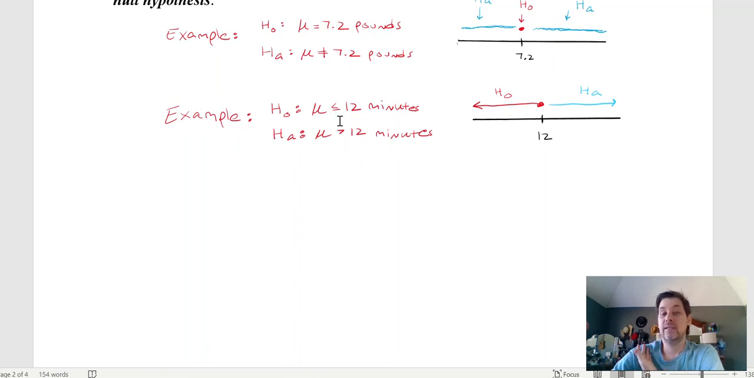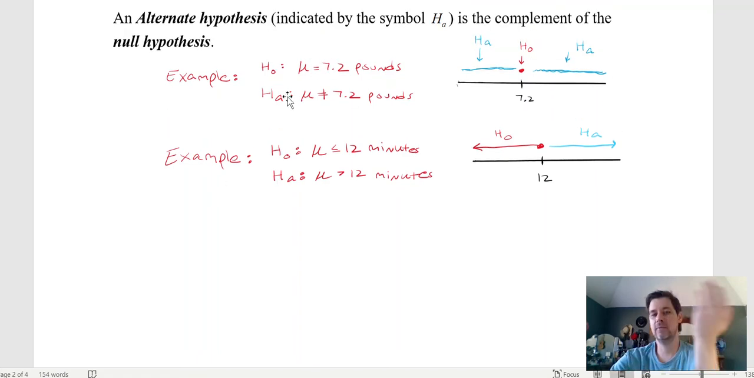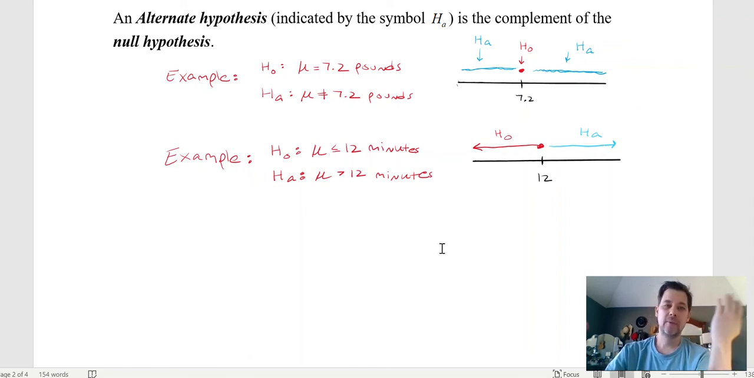This says mu is less than or equal to 12 minutes for the null hypothesis. This says mu is greater than 12 minutes for the alternate. So whether you want to think about it strictly in symbols or if seeing a little graph helps you, however you want, you can think about the null versus the alternate hypothesis that way.